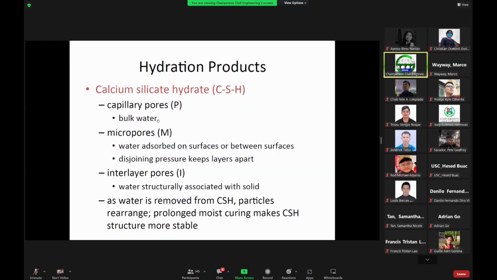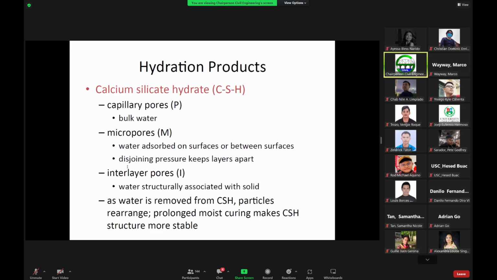In the capillary pores, whatever water is in there will behave as bulk water. These pores can be filled with water or emptied, and you create a meniscus because of capillary forces when these pores are filled or emptied. Then you have your micropores. This is water adsorbed on surfaces or between surfaces, and you have a disjoining pressure which keeps the CSH sheets or layers apart. In the micropores, the sheets are so close together that your water cannot form a meniscus. So this behaves differently from your bulk water.